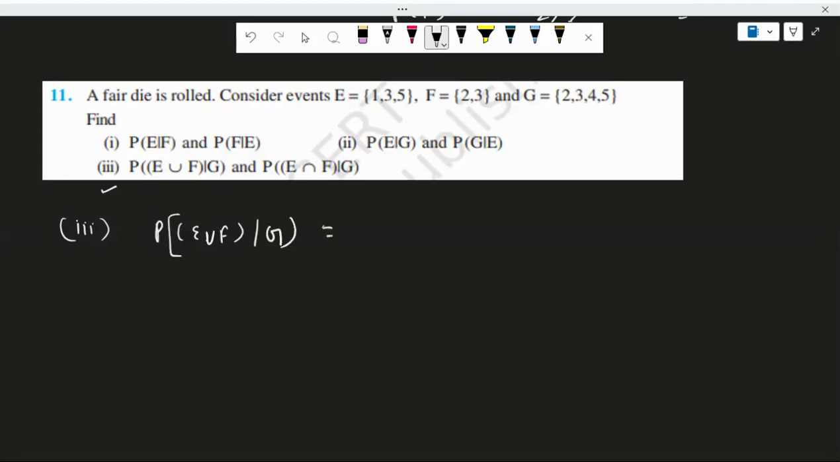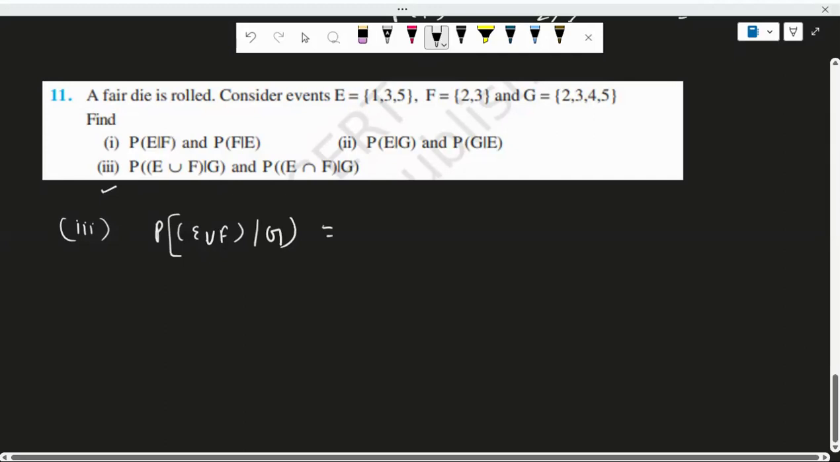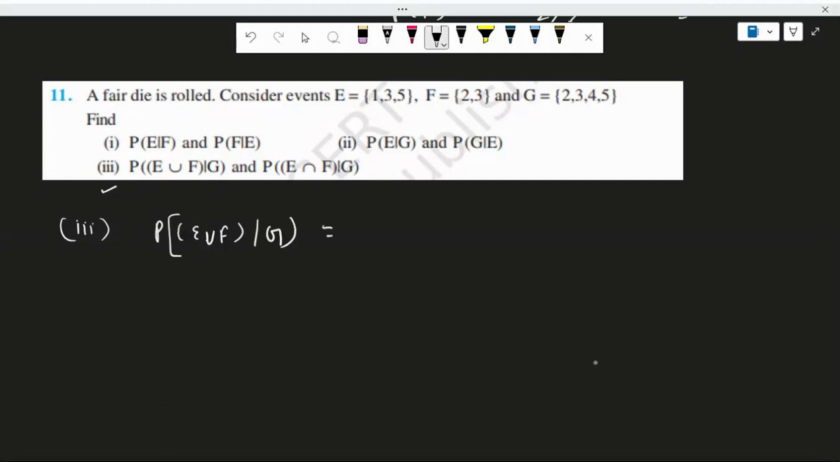So P(E union F). E union F is what? 1, 2, 3, 5, right? Yes, sir. So how many elements are there? 4 elements. And the die has 6 faces, so total outcomes 6. So 4 over 6.